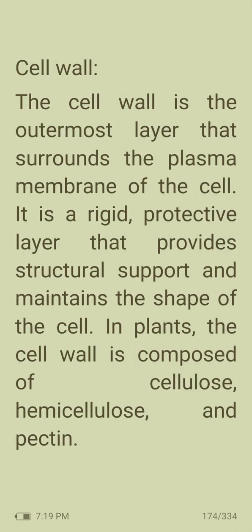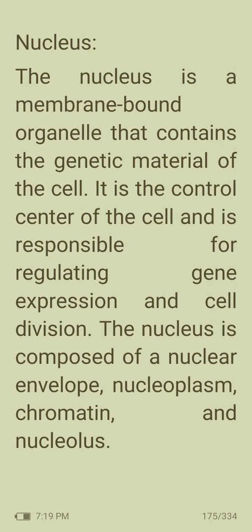Then the cell wall is the outermost layer that surrounds the plasma membrane of the cell. It is a rigid protective layer that provides structural support and maintains the shape of the cell. In plants, the cell wall is composed of cellulose, hemicellulose, and pectin.